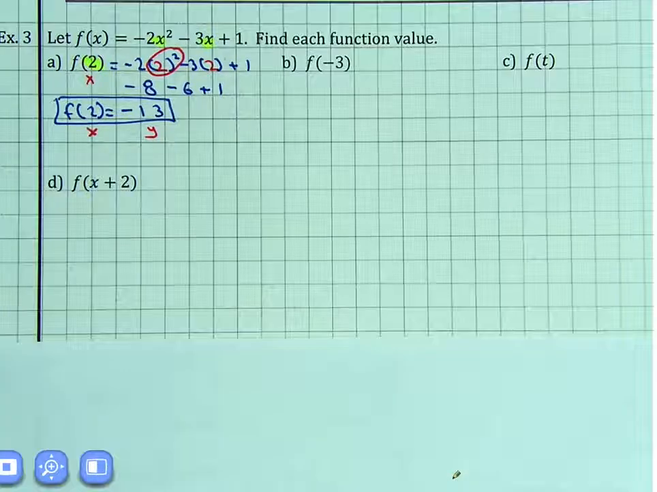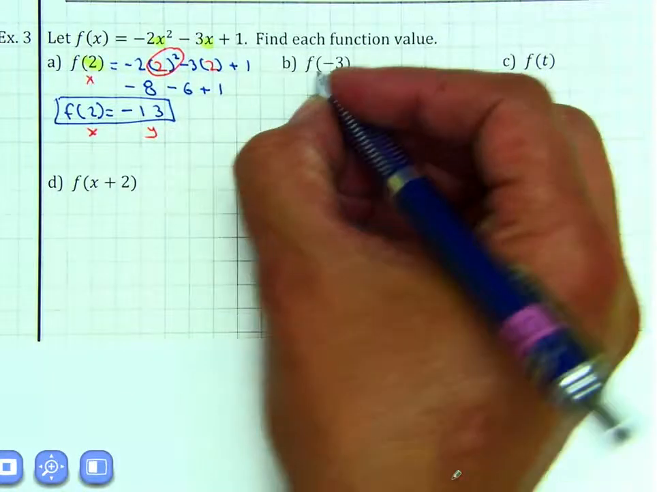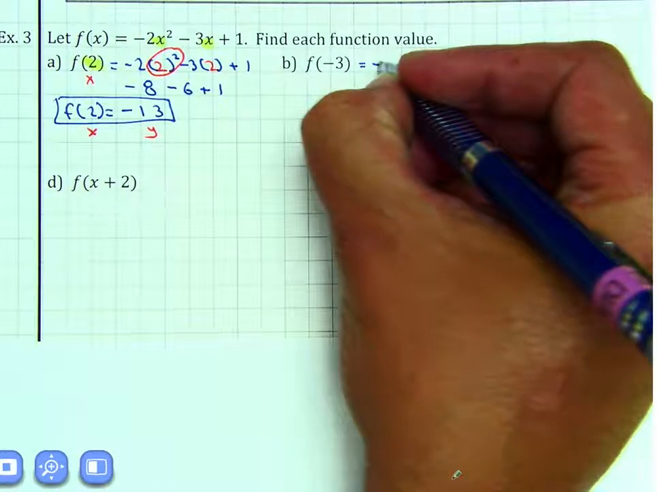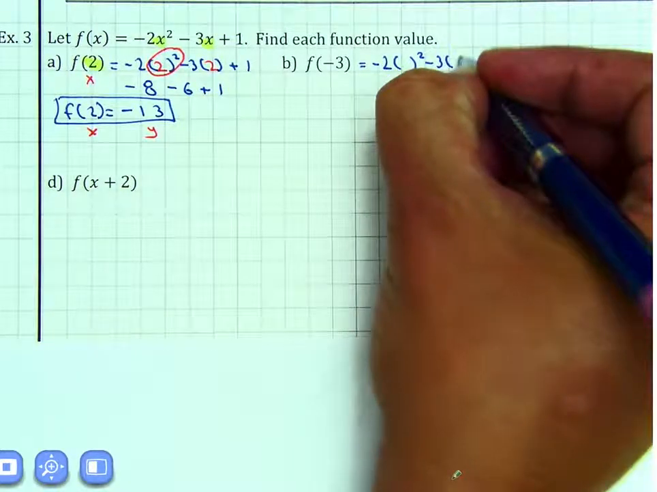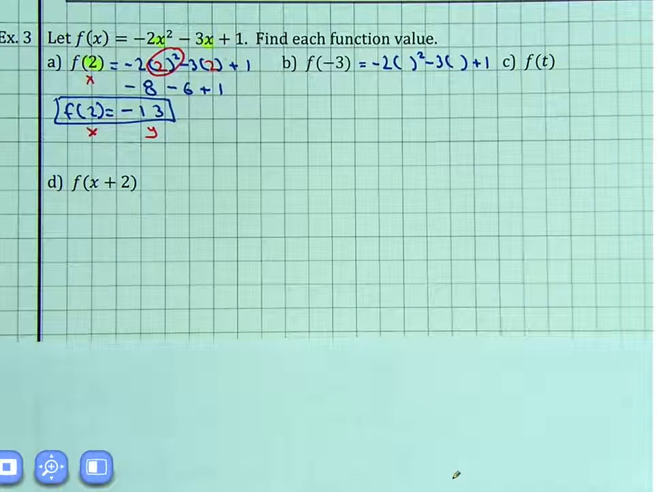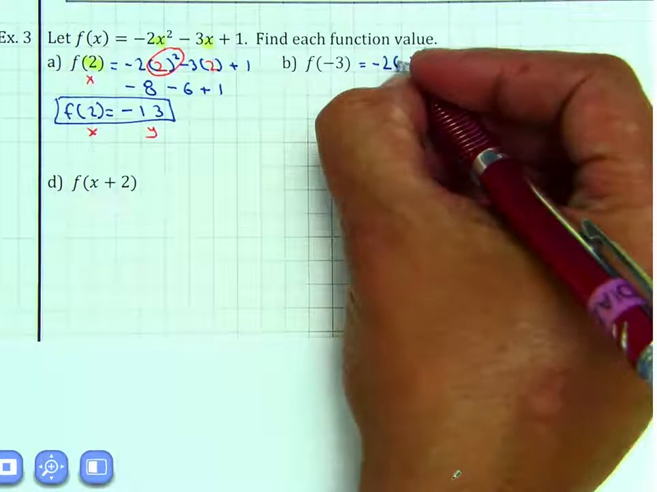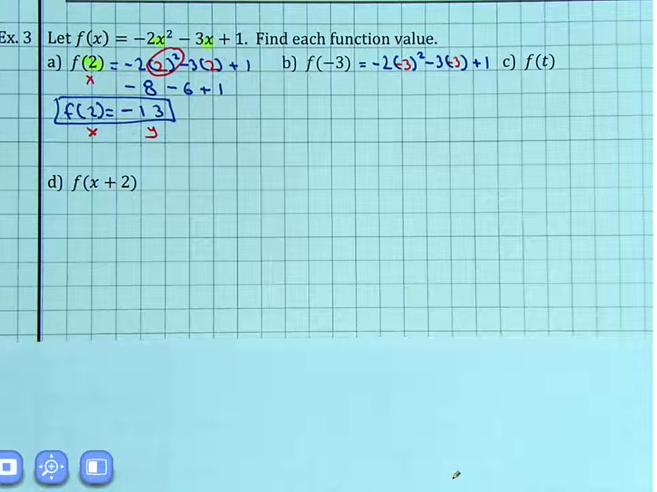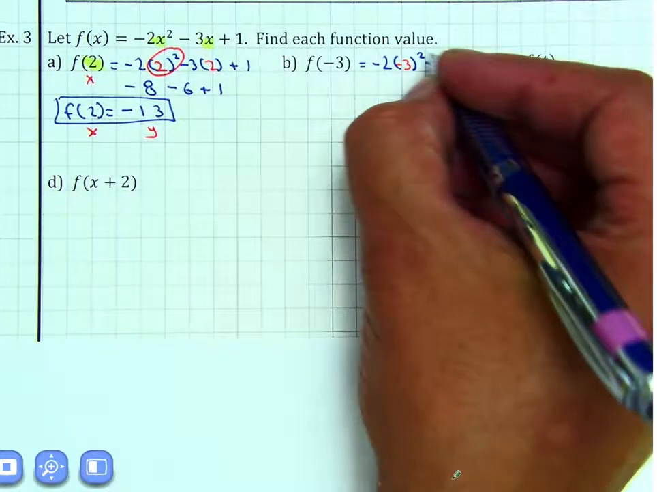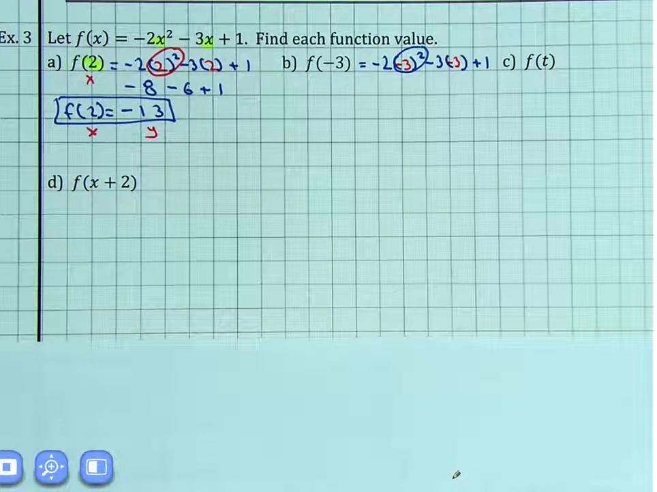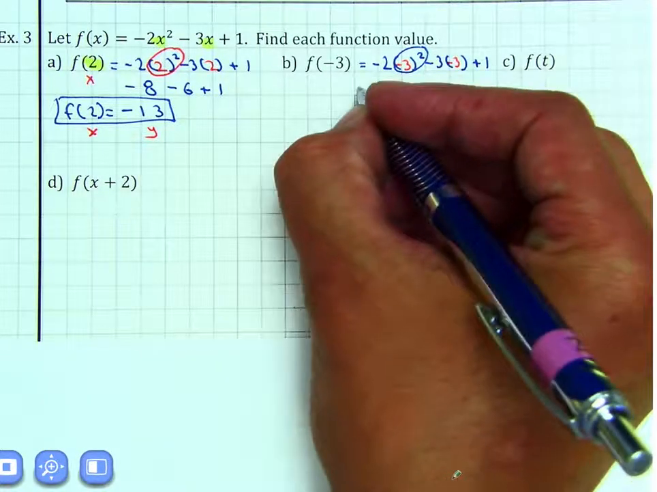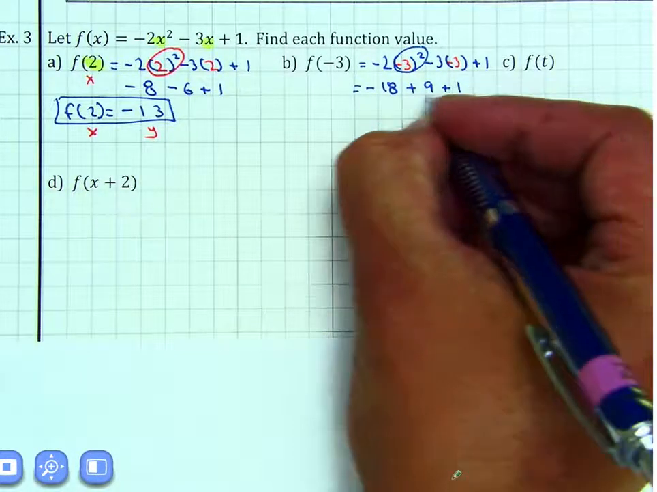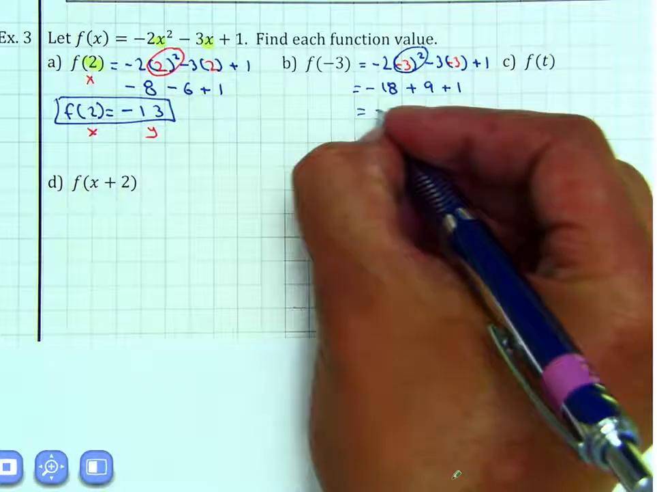For letter B, I need to find f of negative 3. Negative 2x squared minus 3x plus 1. And I'm going to plug in a negative 3. And I just simplify. That gives me 9 times negative 2 is negative 18, plus 9 plus 1. That gives me 10, and negative 18 plus 10 will give me negative 8.